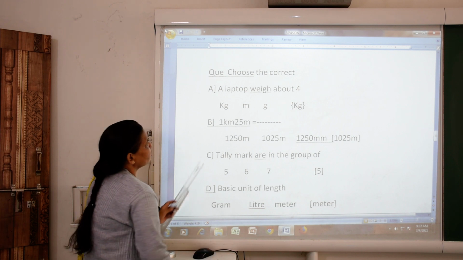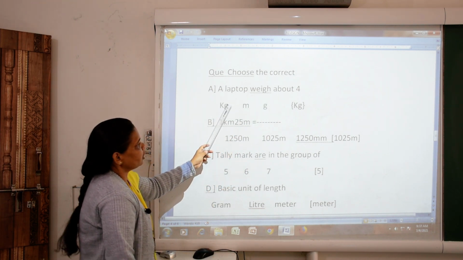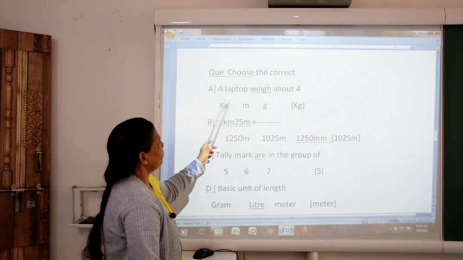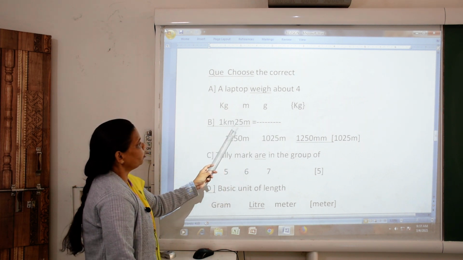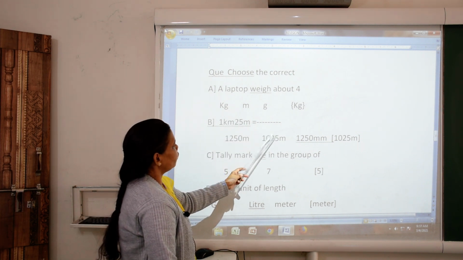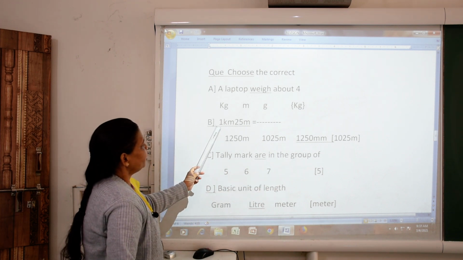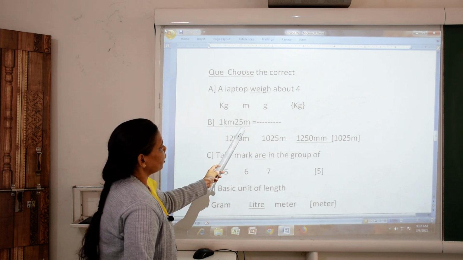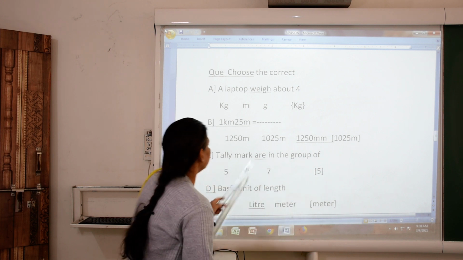Choose the correct answer. A laptop weighs about 4. The weight of a laptop is measured in kg, meter or gram. It will be measured in kg. So the answer is kg. 1 kilometer 25 meter is equal to how many meters? 1 kilometer is equal to 1000 meter, and 1000 plus 25 gives 1025 meter. This one is the answer.